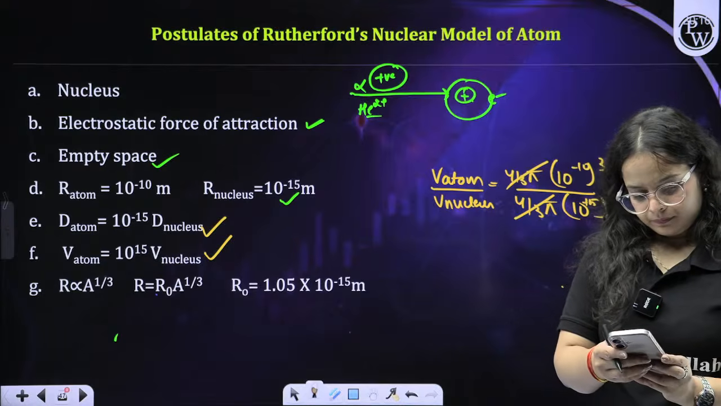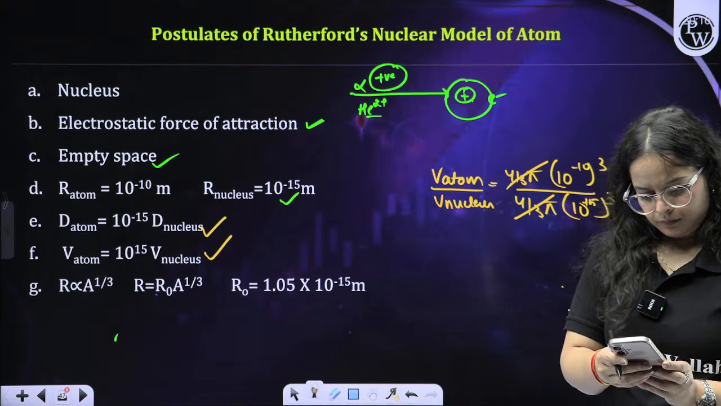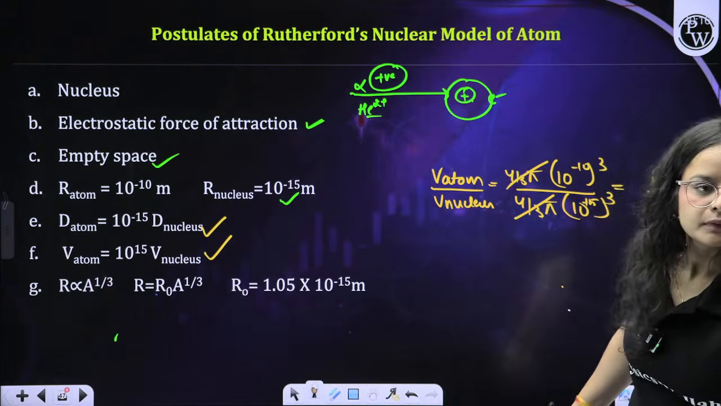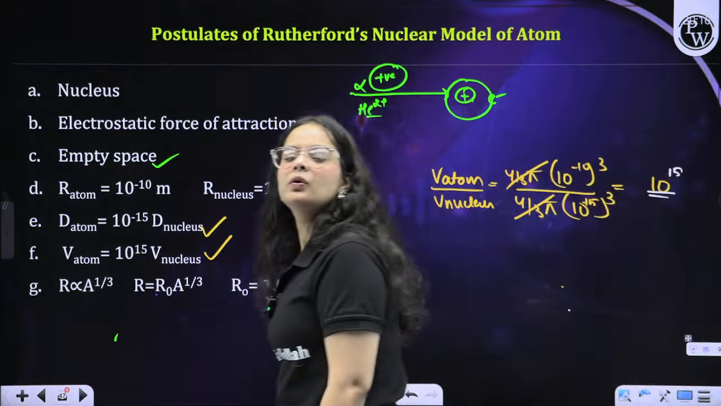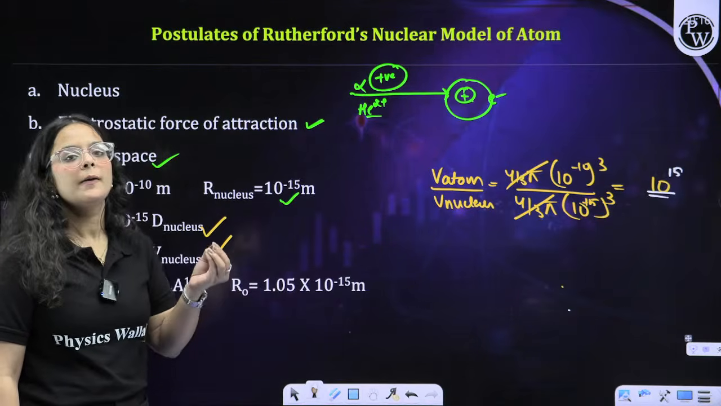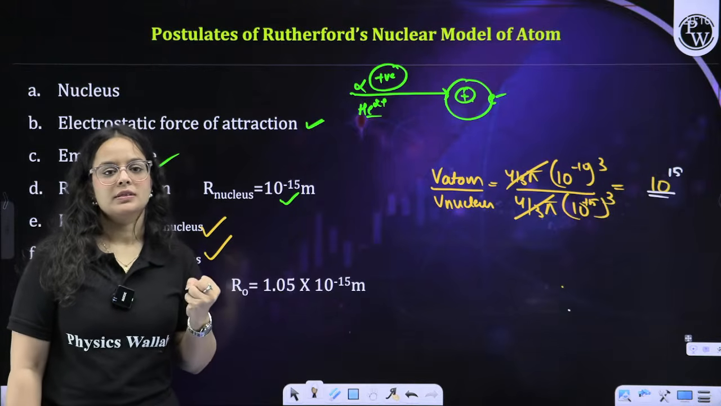Okay, is it clear, beta? Is it clear? Nucleons are what, beta? Nucleons are the combination of the neutron and proton in the nucleus that together comprise the nucleons.